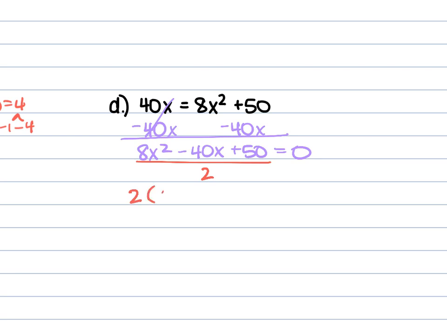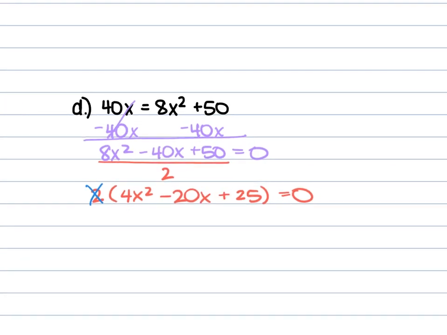This is going to be 2 times 4x squared minus 20x plus 25 is equal to 0. Multiply the 4 and the 25. This 2 we can forget about because it doesn't have an x with it. So when we set it equal to 0, it's not going to be a true statement. So 4 times 25 is 100. Your factors of 100 that add up to be the negative 20 are going to be a negative 10 and a negative 10.